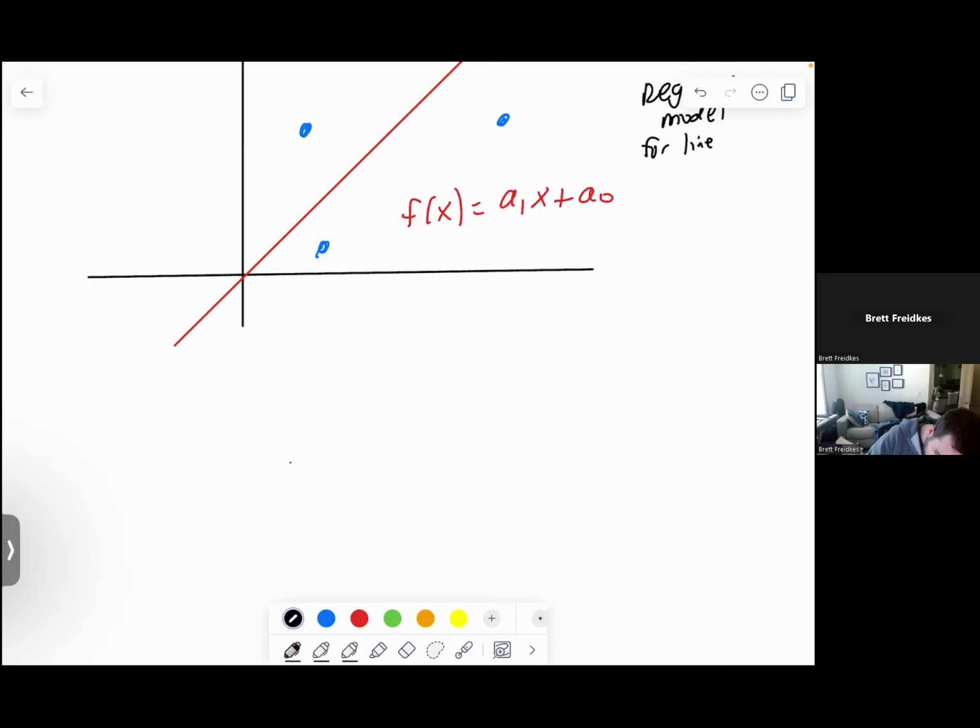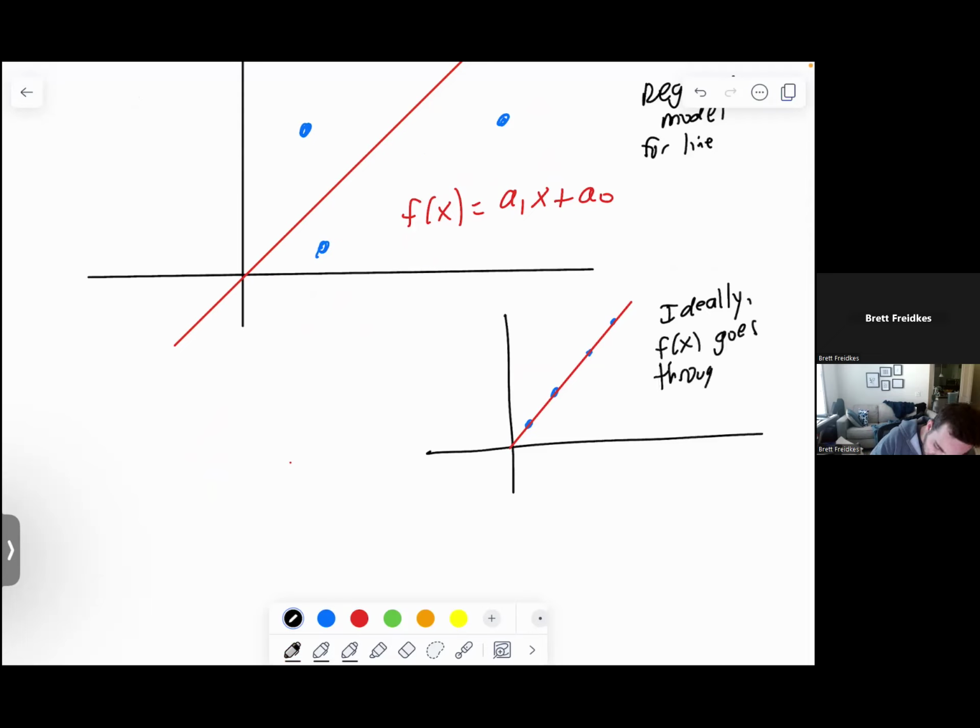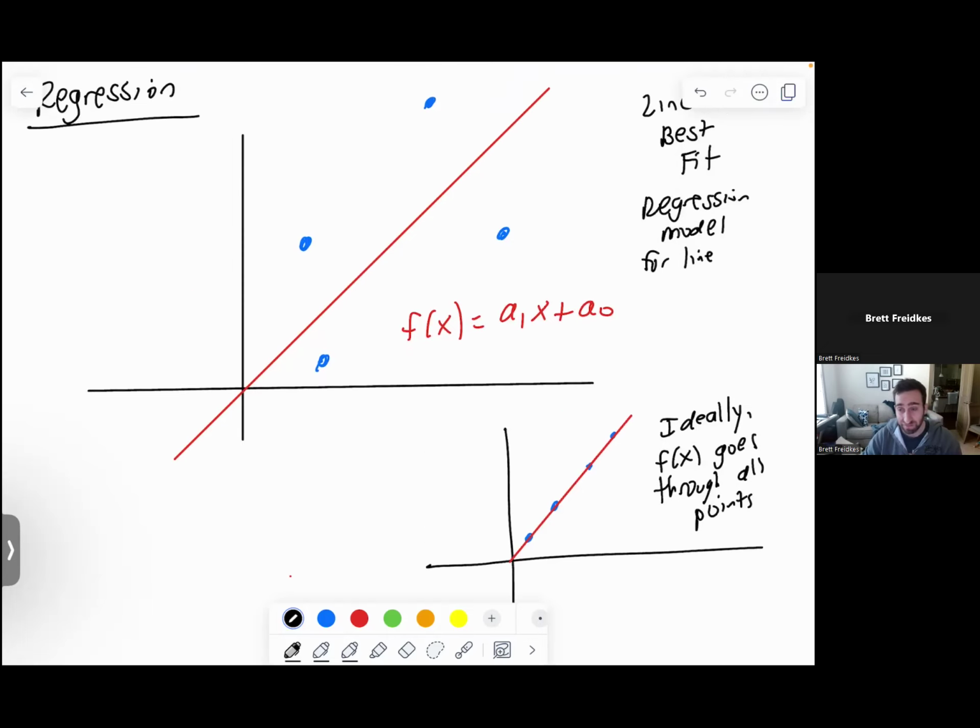Now, ideally, if I were to draw a baby version of this, and let's imagine that I had points that were like this, I might get lucky and end up with a perfect line that goes through all the points. This is our ideal situation. Ideally, f of x goes through all points perfectly, because that means that we did a good fit. Our fit goes through all the points as expected. Now, we don't have that luxury a lot of times. A lot of times we are completely off, kind of like the picture that I drew here.